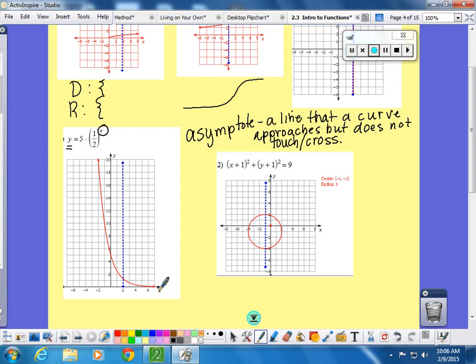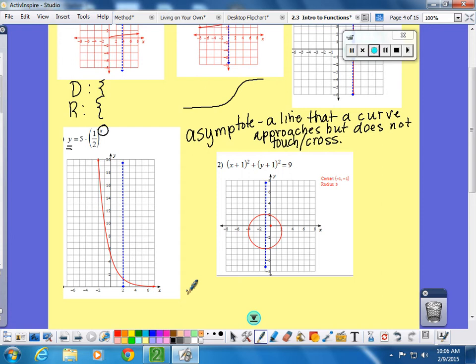Also, I should say that not only can y not be 0 here, it also can't be negative, right? There is nothing that I could plug in for this x, take 1/2 to that power, multiply it by 5, and make y negative. So this curve cannot come down here and cross, become 0, or become negative. That's why, and I have to be careful when I say this, the x-axis is an asymptote.